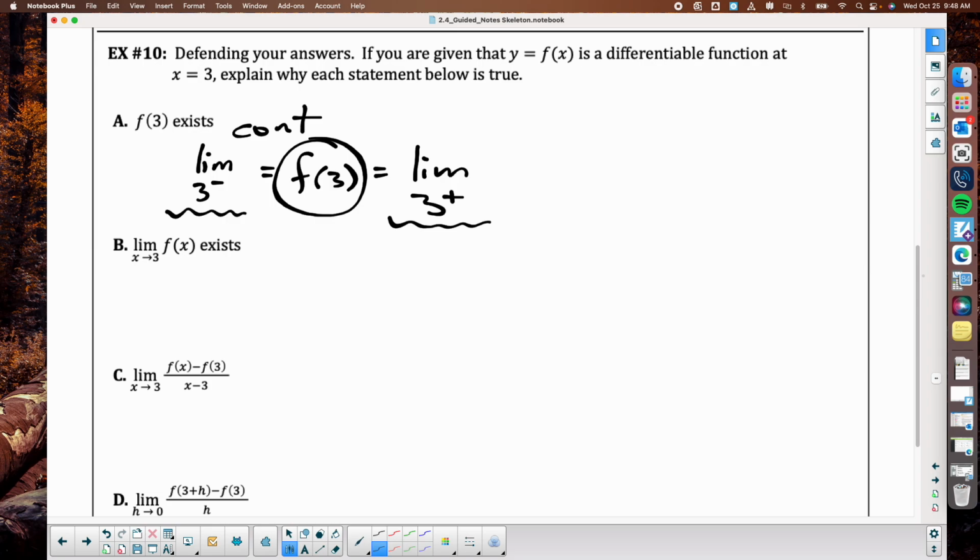Is that too soon? Oh, no, that was what I was talking about. Oh, okay.